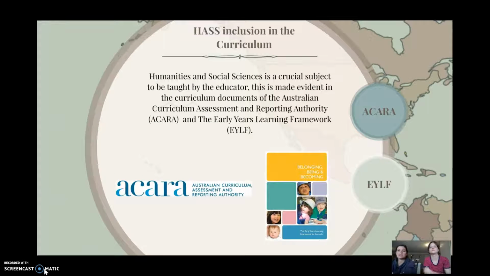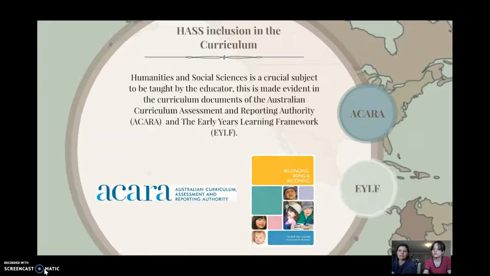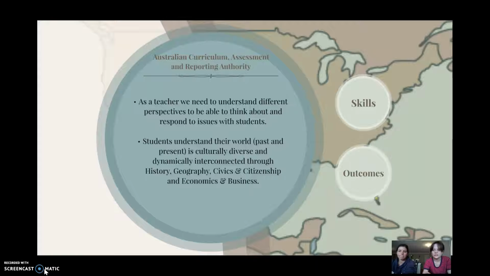Humanities and social sciences is a crucial subject to be taught by the educator. This is made evident in the curriculum documents of the Australian Curriculum Assessment and Reporting Authority, also known as ACARA, and the Early Years Framework. ACARA identifies that as teachers of HASS, we need to understand different perspectives to be able to think about and respond to issues raised by students. It also states that the correct utilisation of HASS in the classroom encourages students to understand their world, past and present, as culturally diverse and dynamically interconnected.